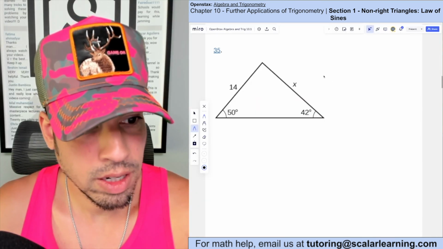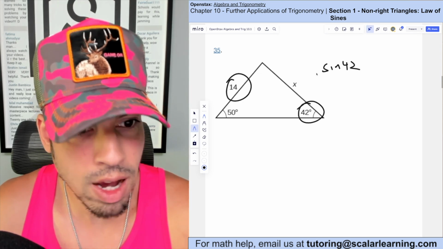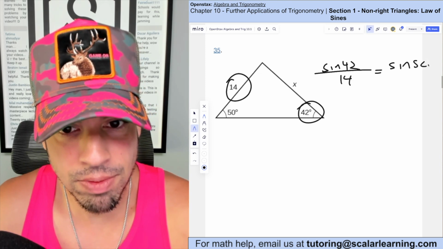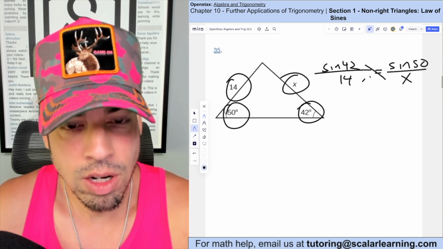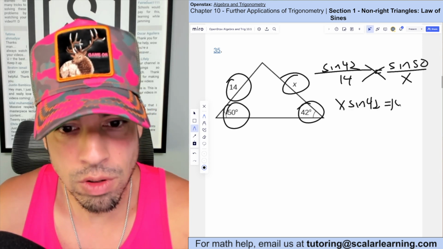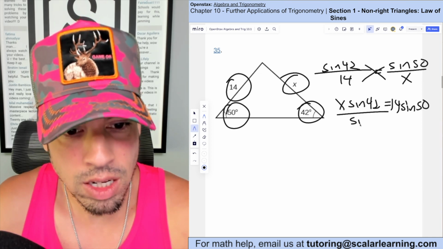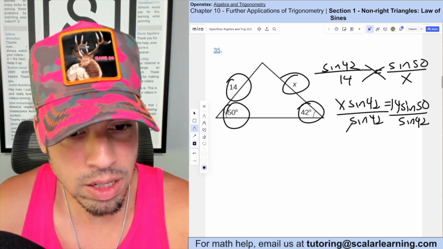Boom, done. For this one, we're going to use the law of sines once again. So we have sine of 42, which is this angle, over its opposite side, which is 14, is equal to sine of 50, which is this angle, over its opposite side, which is x. So now we can cross multiply: x sine 42 equals 14 sine of 50, and then we divide both sides by sine of 42. Boom, boom, and then we plug it into Desmos.